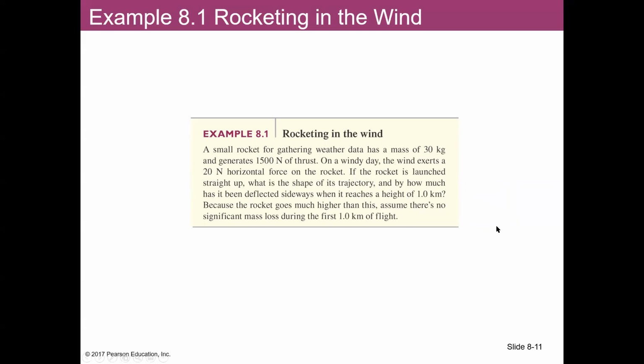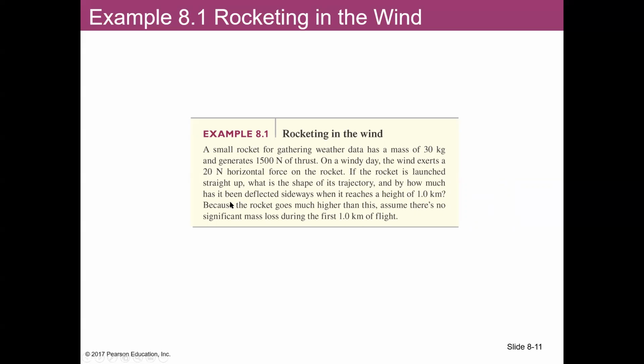And so what you'll need to do is figure out how far off the launch pad it is after it reaches its height of 1 kilometer. And so you can go through all these equations. The thing is that, different from projectile motion, now we have constant acceleration in both directions. We have it in the vertical because it's the thrust minus the gravity.